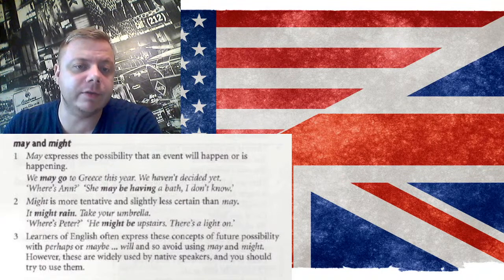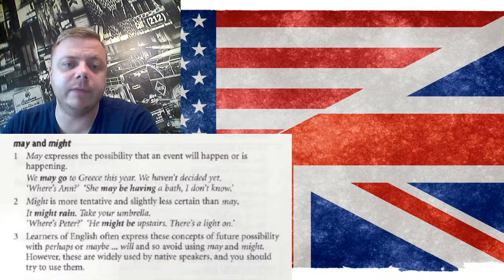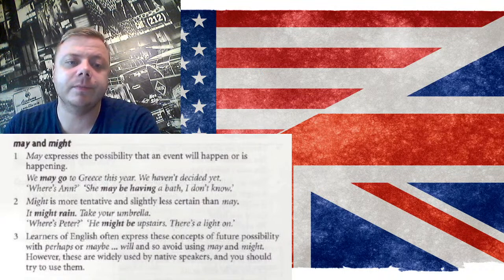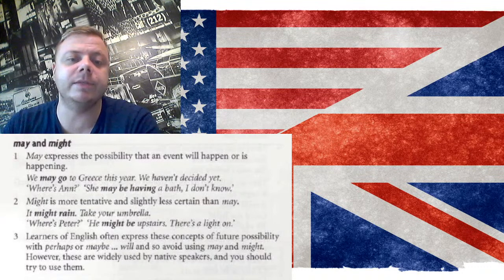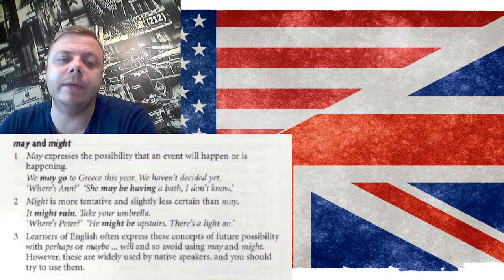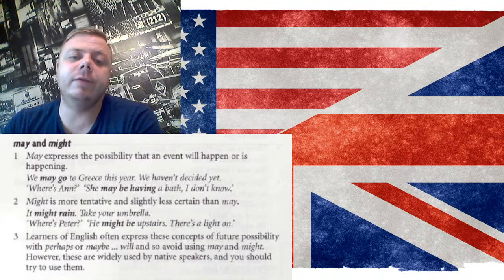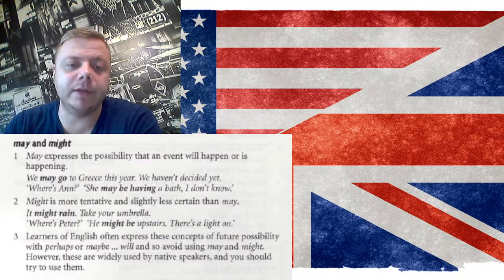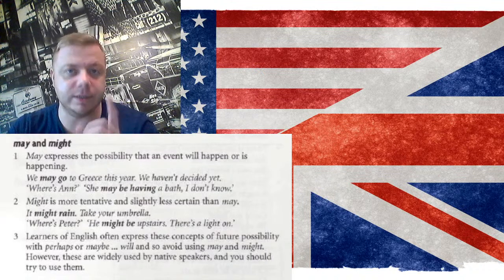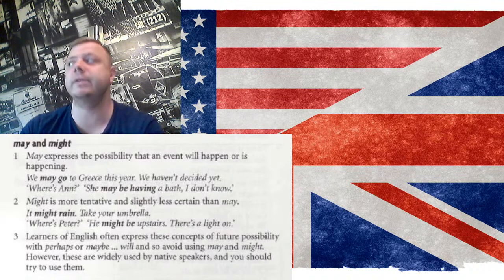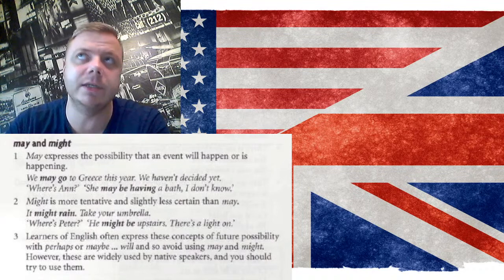It may rain. Take your umbrella. Where's Peter? He might be upstairs. There's a light on. And yeah, learners of English often express concepts of future possibility with perhaps or maybe, will, and so avoid using may and might. However, this is widely used by native speakers, and you should try to use them. This is true, guys. So try to use them, right? Instead of saying maybe all the time or perhaps.